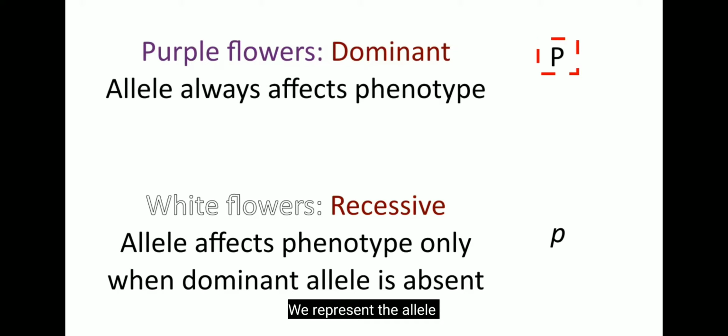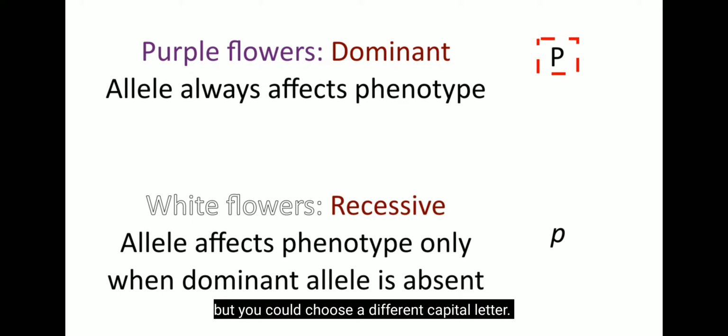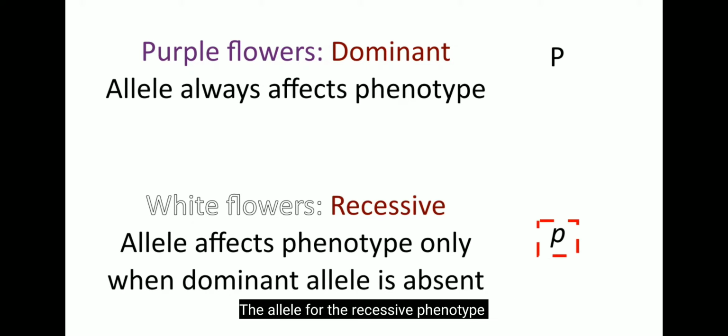We represent the allele for the dominant phenotype with a capital letter. I've chosen a capital P here for purple, but you could choose a different capital letter. The allele for the recessive phenotype is represented by a lowercase letter. We use the same letter as the dominant allele. So we'll call this allele lowercase p.